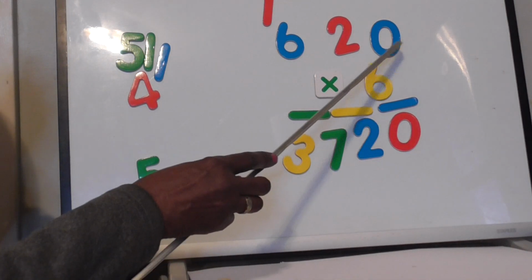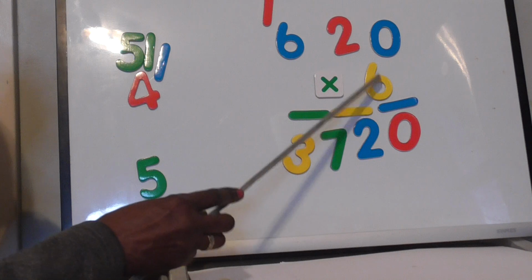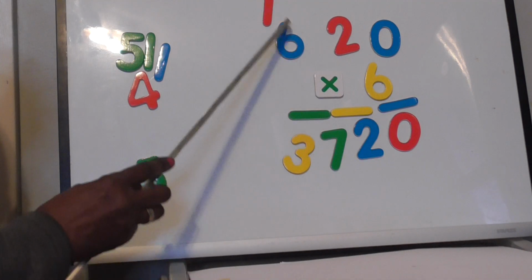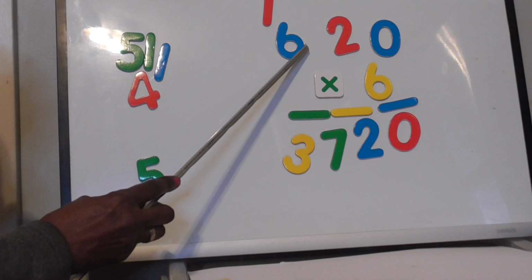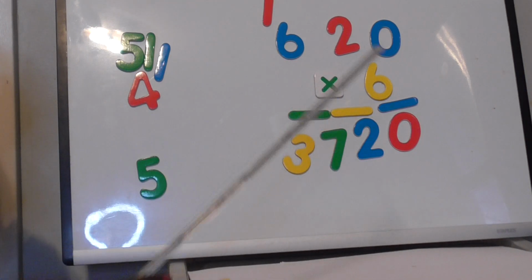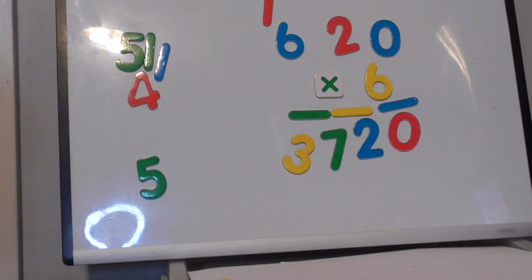6 times 0 is 0. 6 times 2 is 12. 2, carry a 1. 6 times 6 is 36. With the 1 is 37. So 620 times 6, the answer is 3,720.